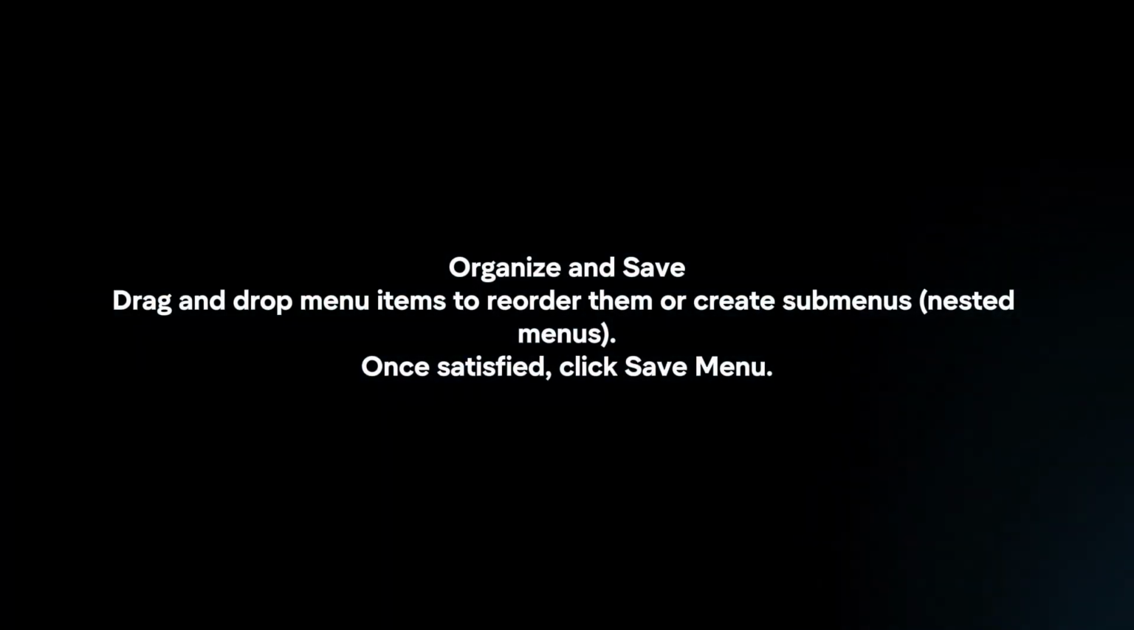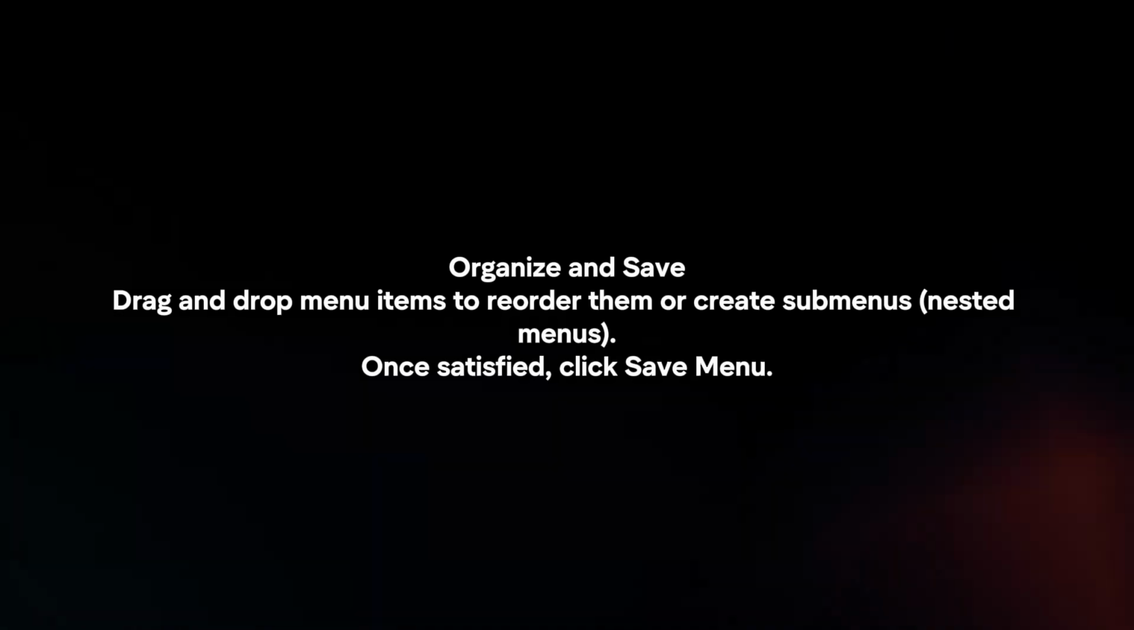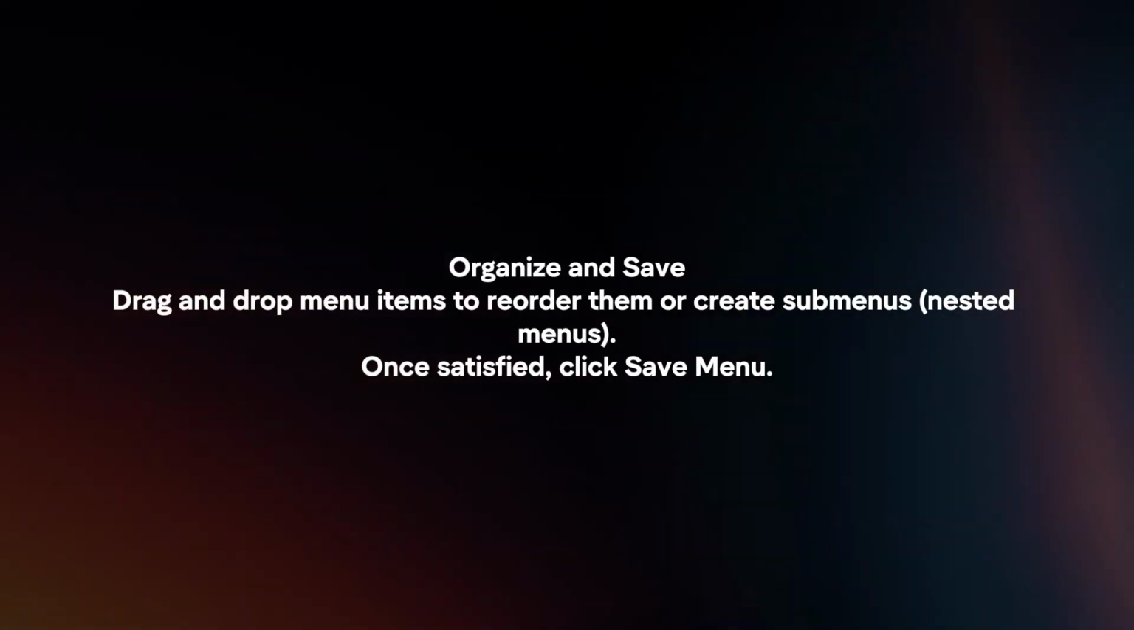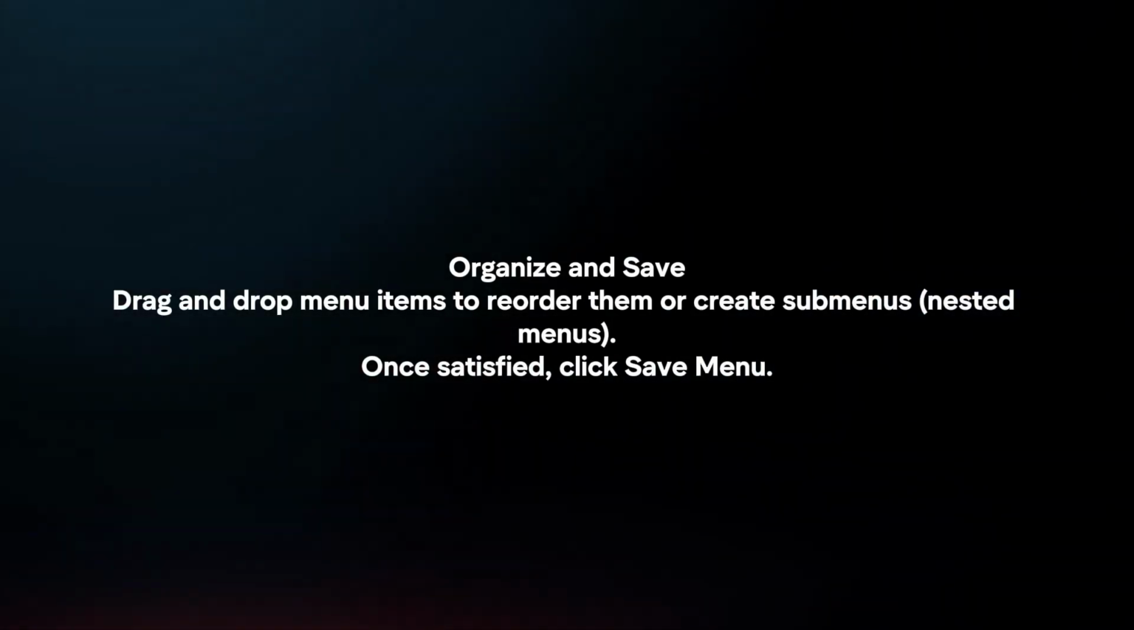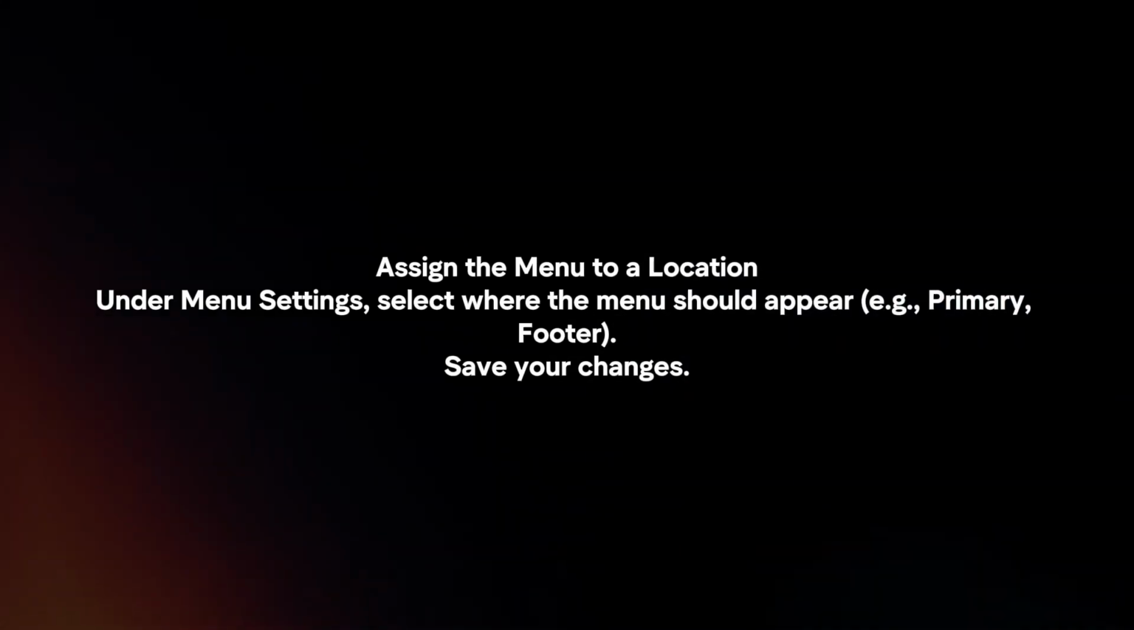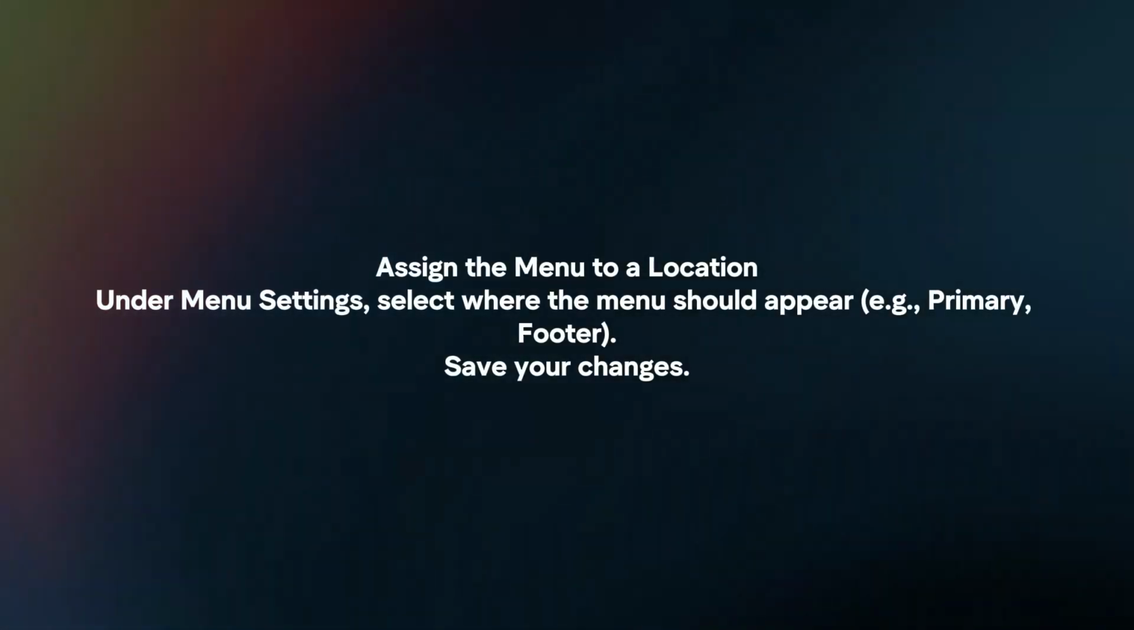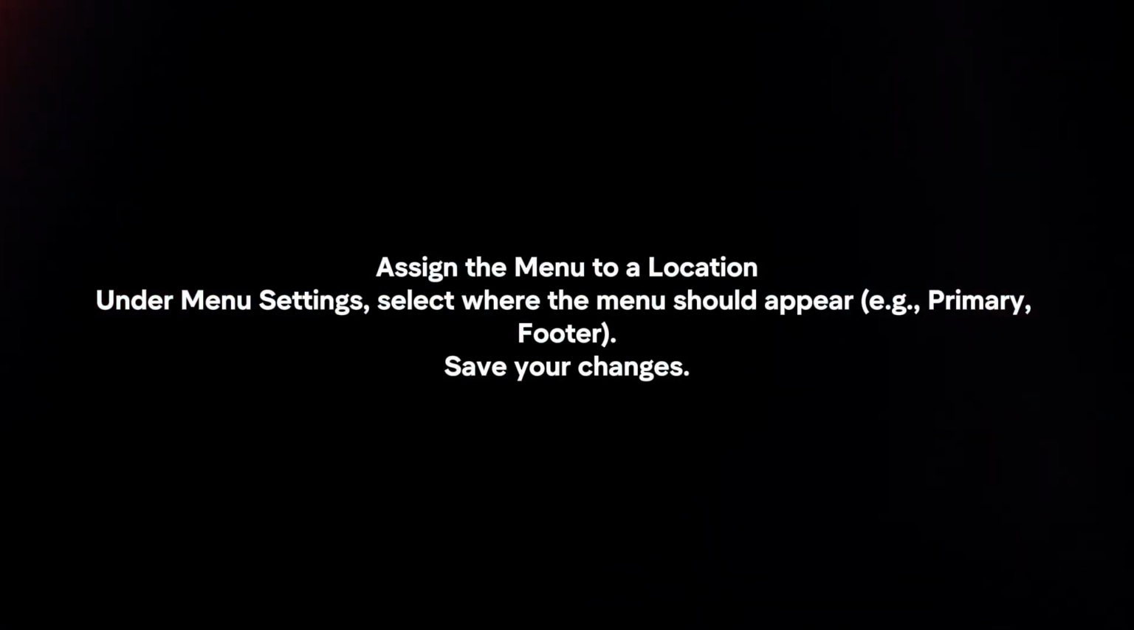Organize and save. Drag and drop menu items to reorder them or create submenus. Once satisfied, click Save Menu. Assign the menu to a location. Under Menu Settings, select where the menu should appear. Save your changes.